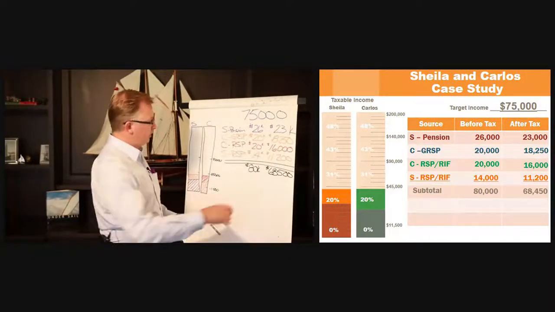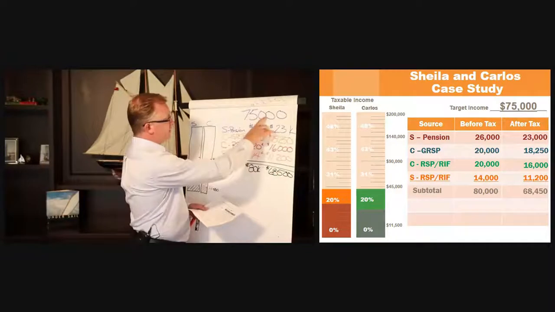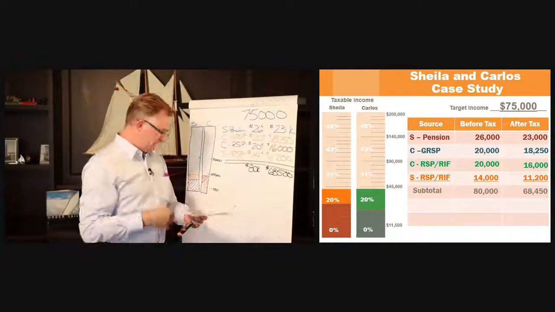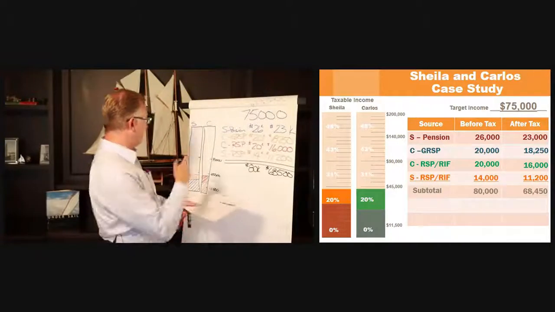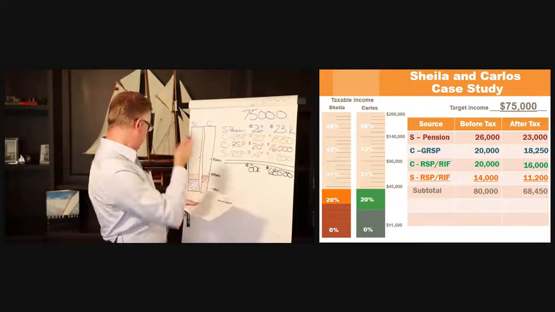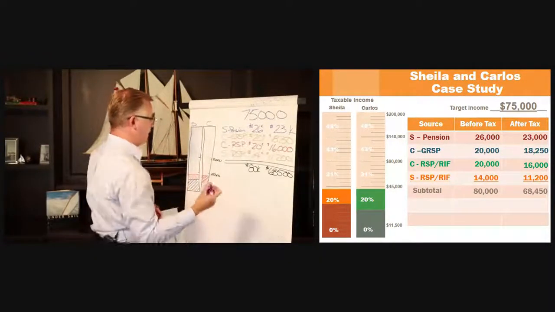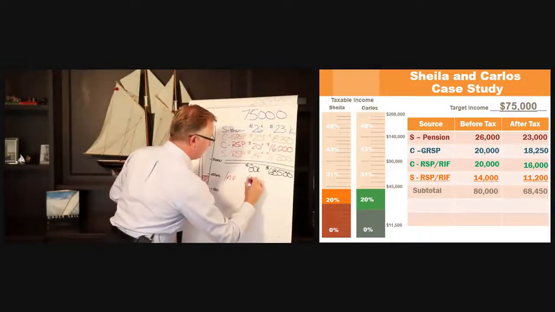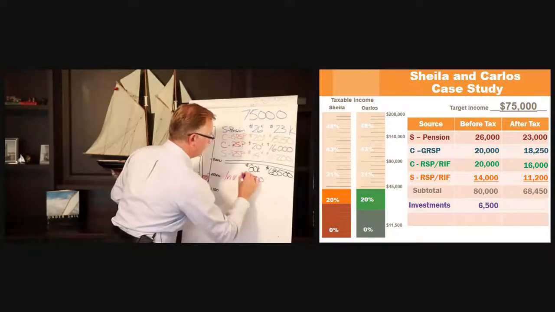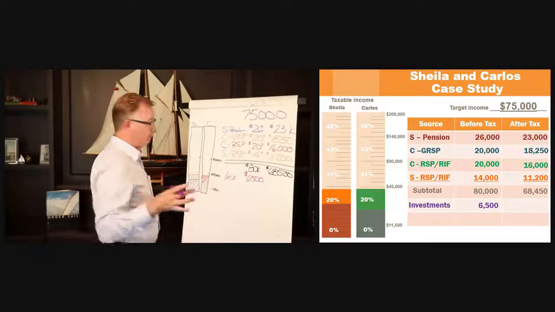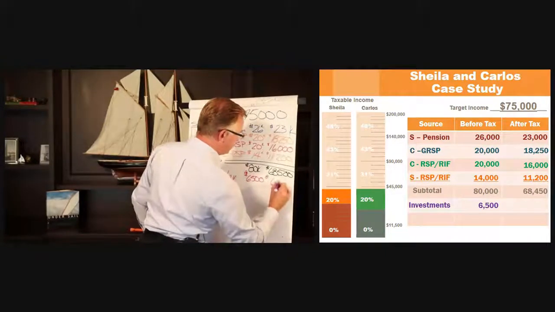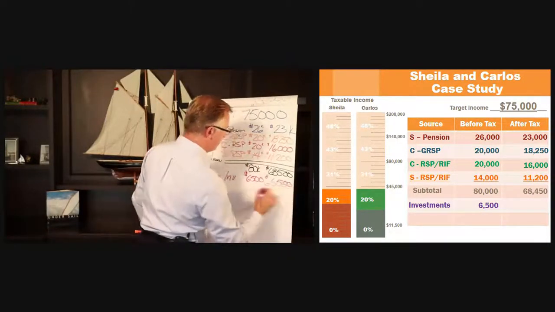So in this situation, they only need about $6,500 more to meet their needs. What colors have we got going here? Let's go with purple. If they take $6,500 from their investment account, that's pretty much taxes paid up. So they're not going to have a whole lot of taxes owing on that, so we just say $6,500.